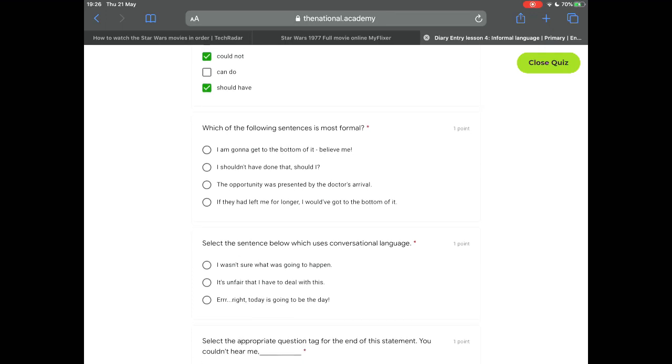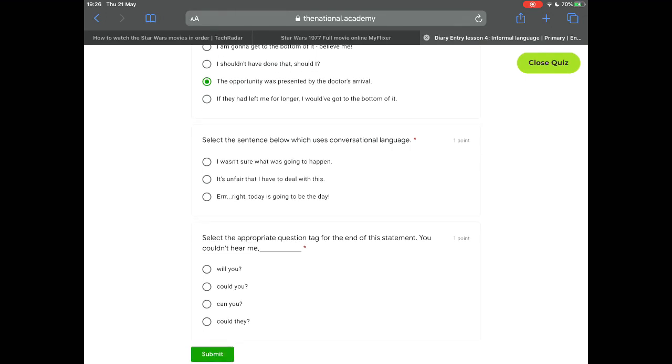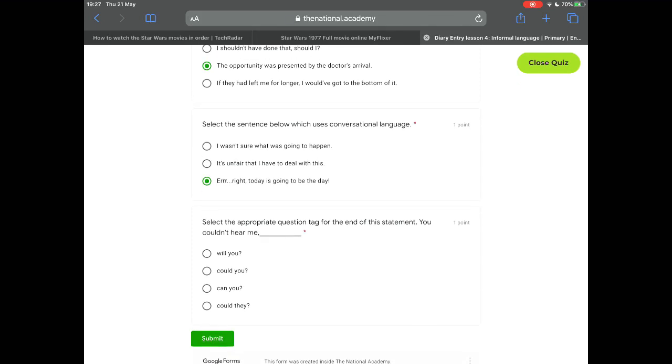Which of the following sentences is most formal? It's, the opportunity was presented by the doctor's arrival. Select the sentence below which uses conversational language. It would be, right, today is going to be the day. Select an appropriate question tag for the end of this statement. You can hear me, could you?